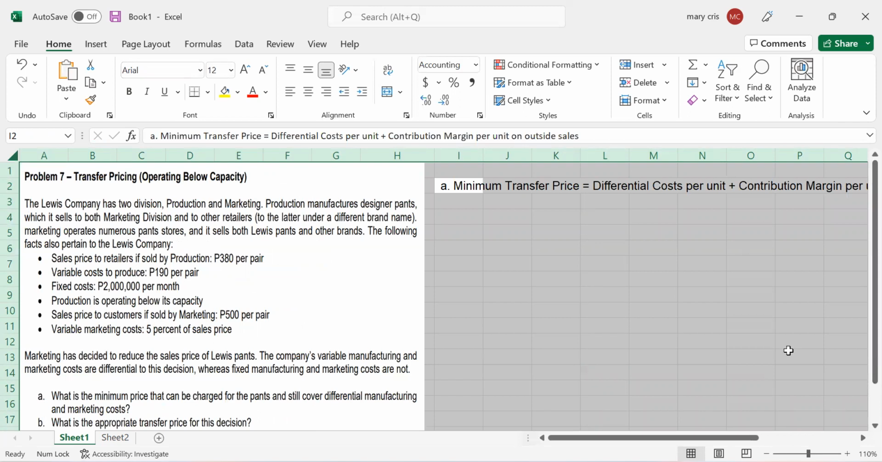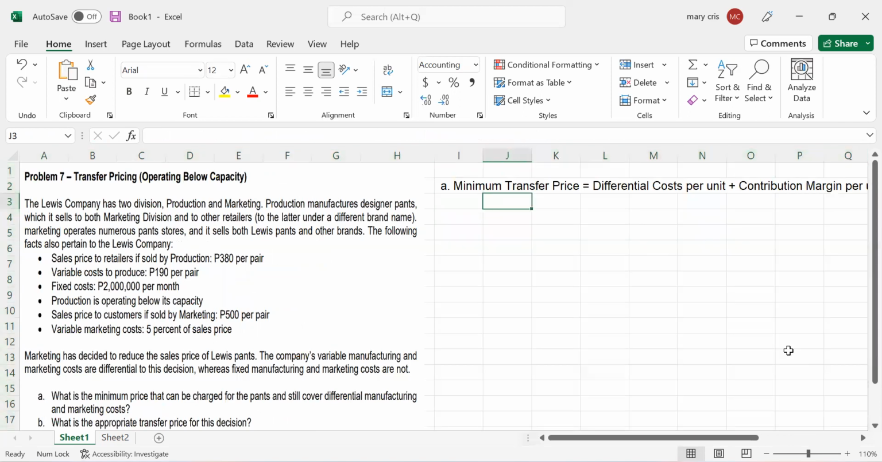So, yun yung ating formula. So, let's compute pila ang differential cost. As what they've mentioned, differential costs actually are mga variable costs. So, let's identify kung magkano yung variable cost per pair ni aning Lewis company.